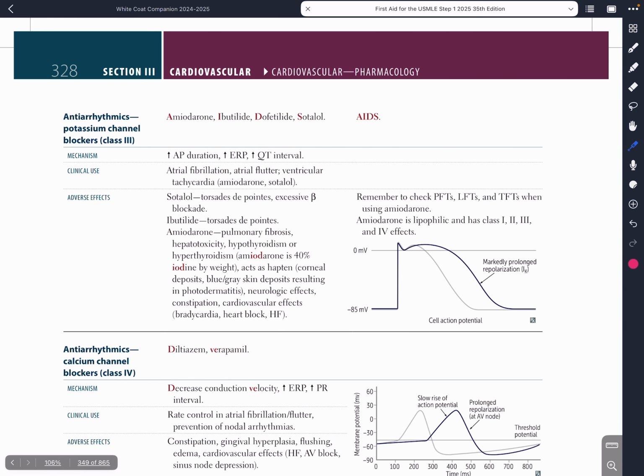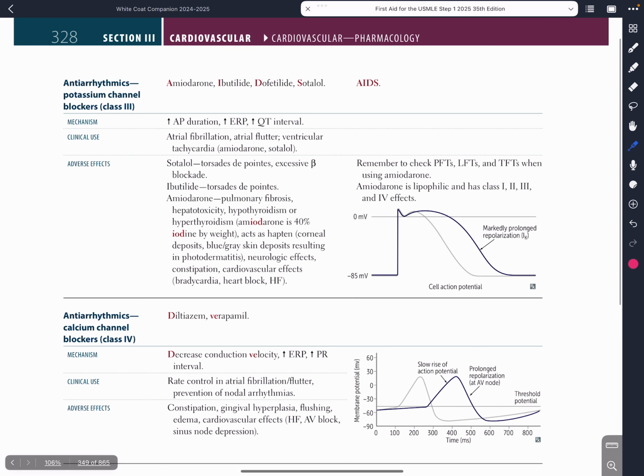Okay, antiarrhythmic class 3 are potassium channel blockers. This is also very high yield. They are like amiodarone, ibutilide, dofetilide, sotalol. Mostly in clinics and in hospital, you will see that they only use amiodarone and sotalol. Amiodarone is more commonly used, and sotalol is not so commonly used, but it is still used in ICUs.